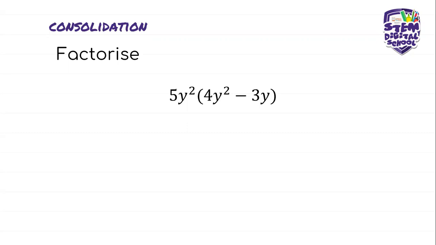Now you can factorize it properly. If you factorize it properly, obviously the common factor there will be 5y cubed. So you'll have 5y cubed into 4y minus 3.